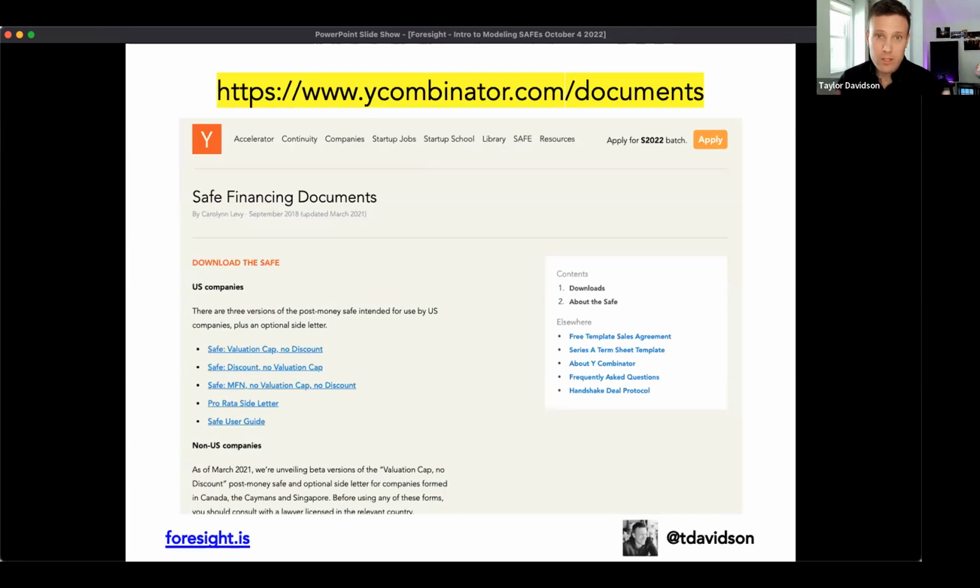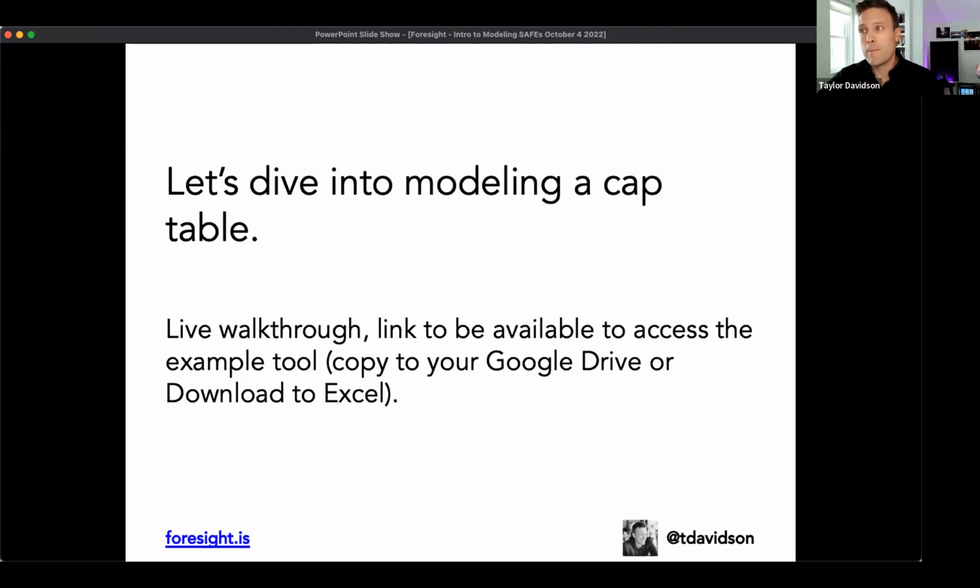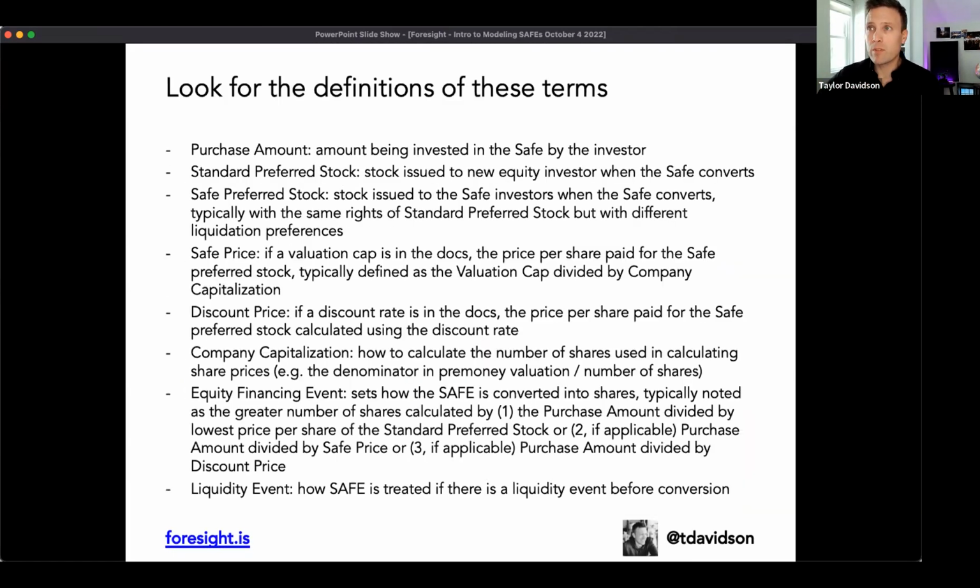The good thing about it is there's tons of documents out there to see this. So Y Combinator, you go to Y Combinator documents and download all the details for post-money safes and exactly how it works. But I want to show a couple of examples first. I have these in the appendix, but I'm about to show a little more detail about it.